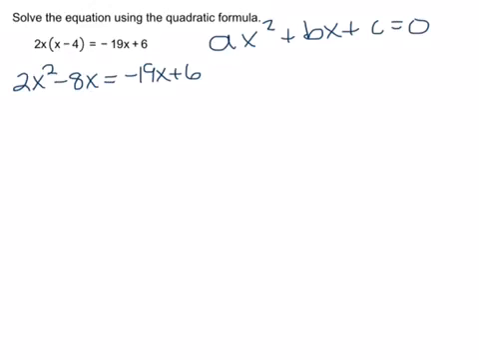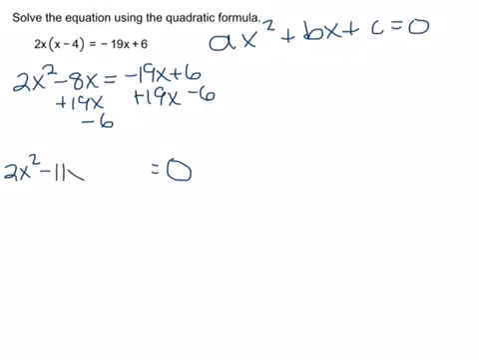Okay, now we need to get 0 on one side to use the formula. So let's do that by adding 19x to both sides and subtracting 6. Okay, so that's definitely going to give us a 0 on the right-hand side. Let's see what our left-hand side turns out to be. We've got 2x squared. Negative 8 plus 19 is negative 11x. And then the minus 6 doesn't have any like terms.